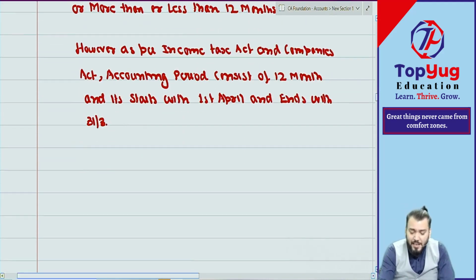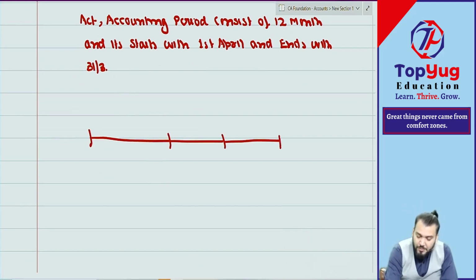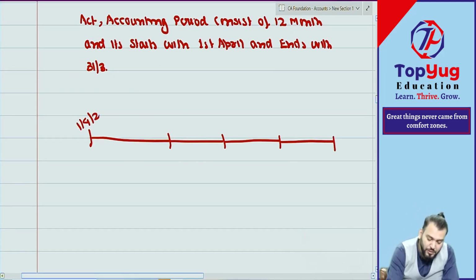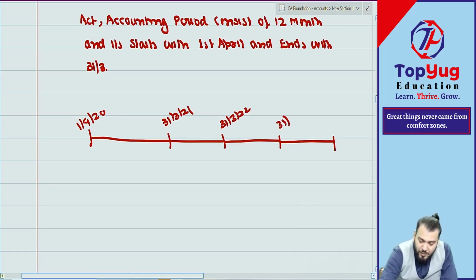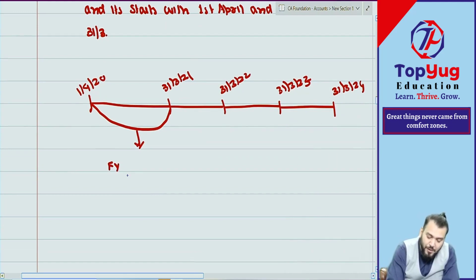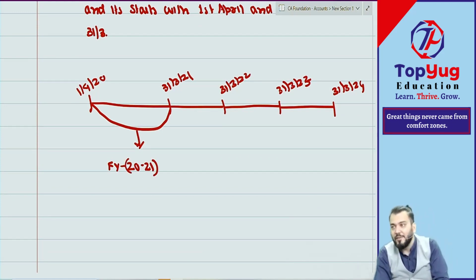Means, as per this concept, this is one accounting period, this is one accounting period, this is one accounting period. So this starts with, suppose, 1/4/2020 and ends 31st March 2021. This will be 31st March 2022, and so on. So this becomes one accounting period. If I am dealing with this accounting period, we call it what? Financial year, FY. Financial year 2021.